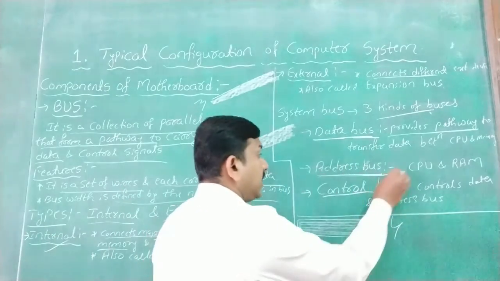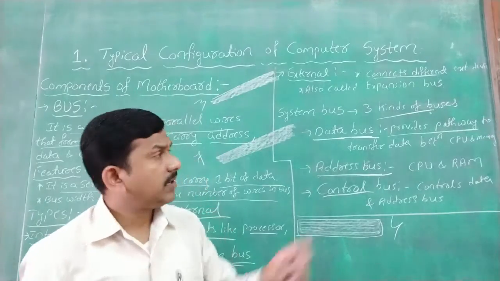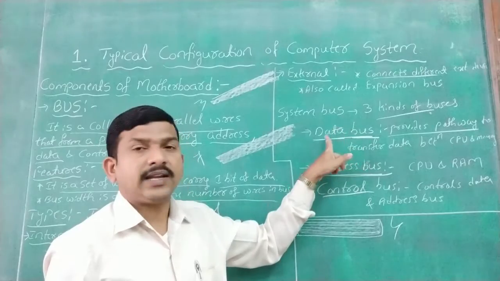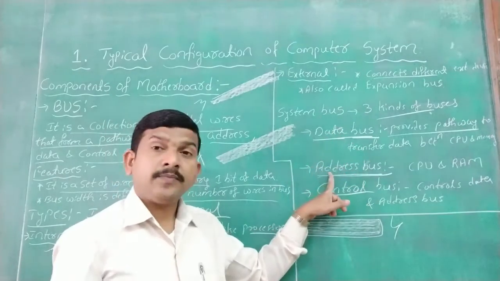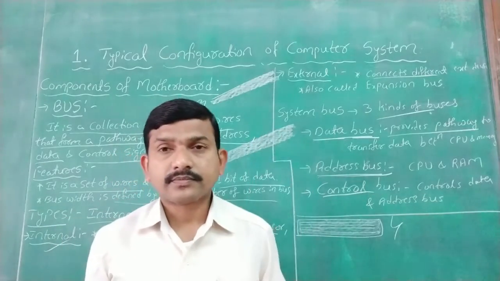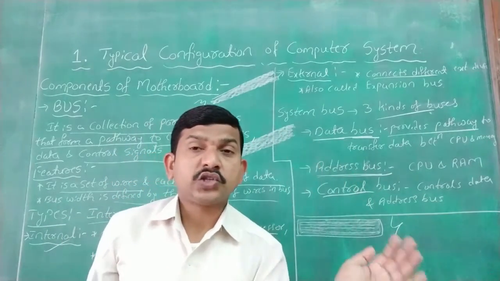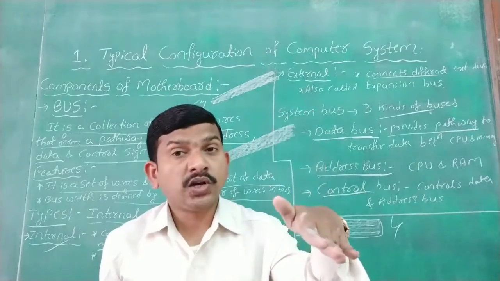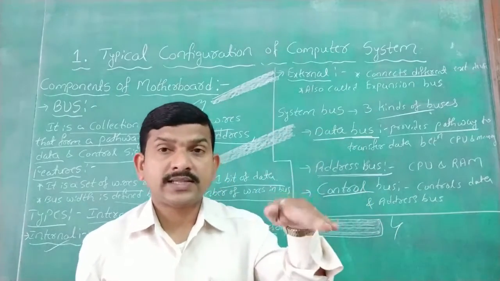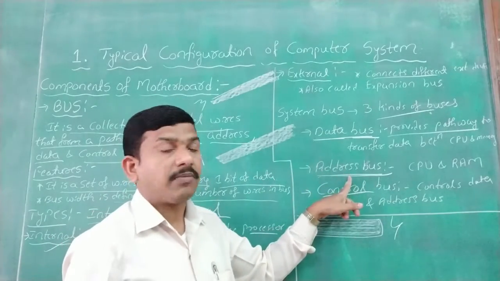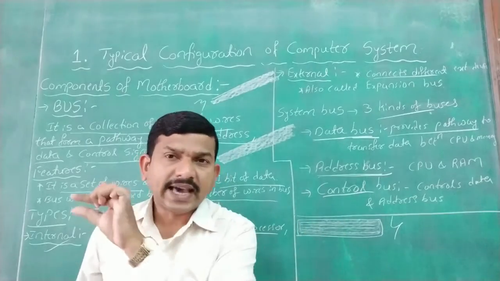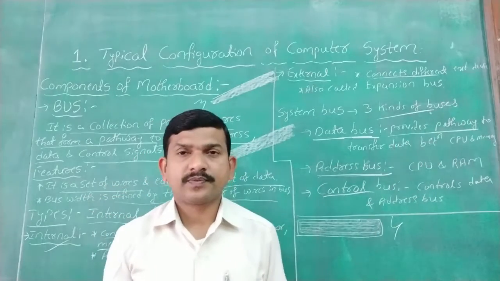And the second one, address bus. Similar to this, again it is a bus only. This bus carries data, this bus carries addresses. Suppose I want to store some data after processing. Where do I want to store it? In memory. Where in memory should I store it? We require some address. So that address is carried by this address bus. What is the work of the address bus? It carries only the address.